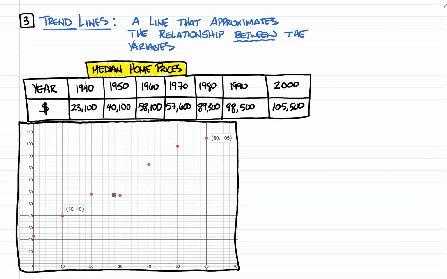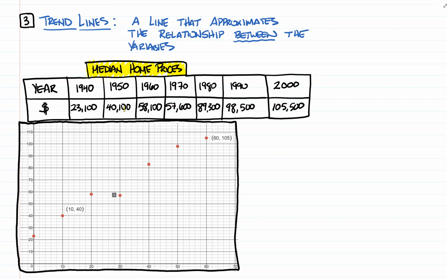Box number 3 is all about trend lines. So there's a lot of information here, so let me walk you through what I did. A trend line is just a line that approximates the relationship between the two variables. So I have some data. I have the year, and then I have the cost. This is the median home prices for, I think, a town in Florida. So in 1940, the median home price was 23,100. In 1950, it was 40,100, and so on. So I have data that goes from 1940 all the way to 2000.